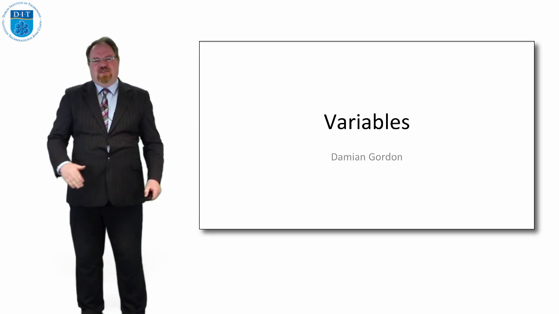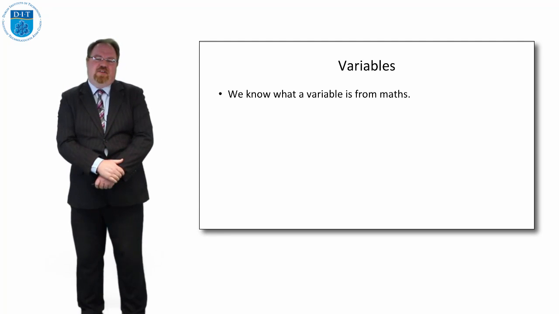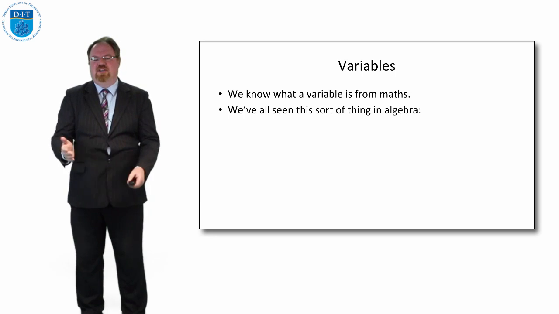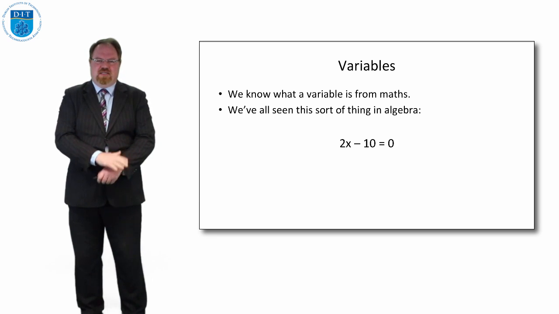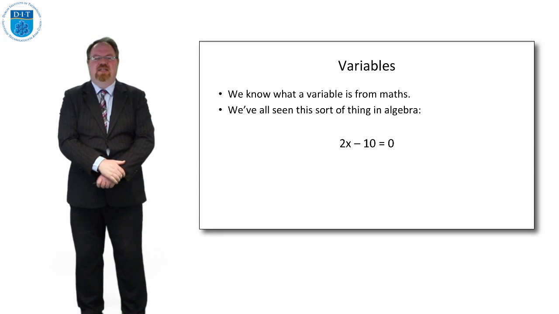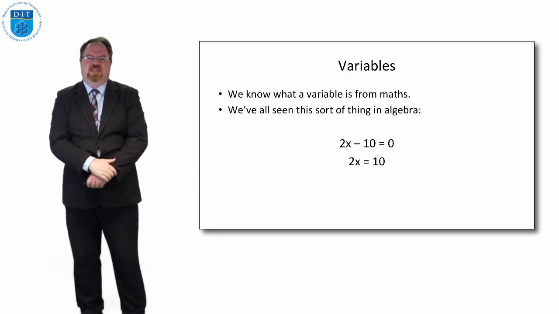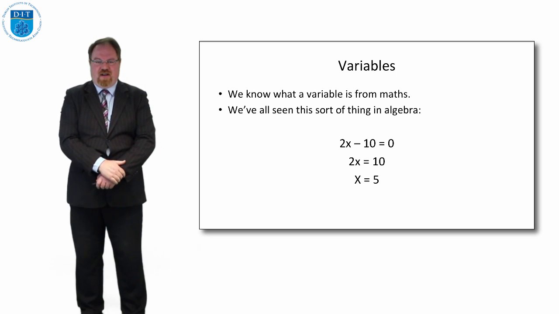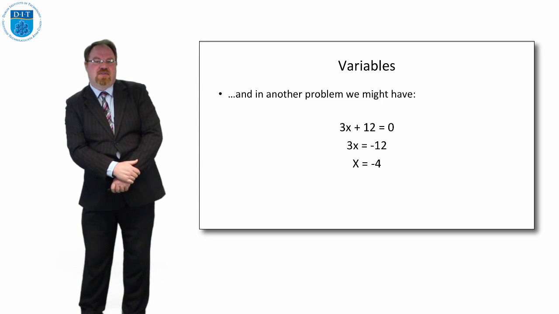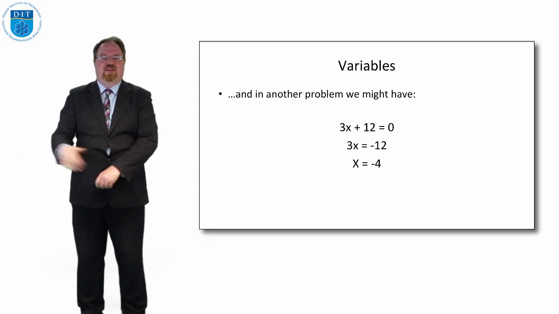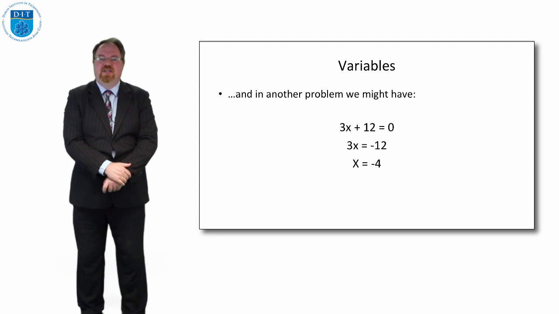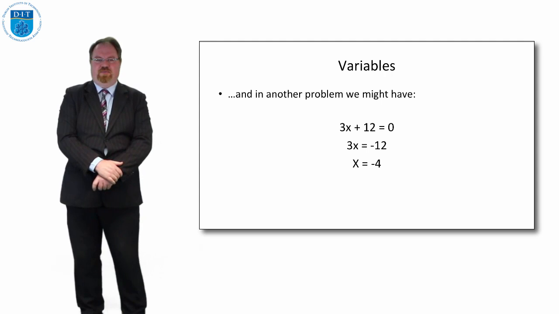Thankfully, this is a concept that's going to be okay for us because we know the idea of variables from maths already. In algebra, we get equations like 2x minus 10 equal to 0. And then we know we bring the 10 across the equal sign. And that gives us that 2x is equal to 10. And then that x is equal to 5. In another problem, we might see that 3x plus 12 is equal to 0, so we bring the 12 across and change the sign. Then we know that 3x is equal to minus 12. Then we say that x is equal to minus 4.